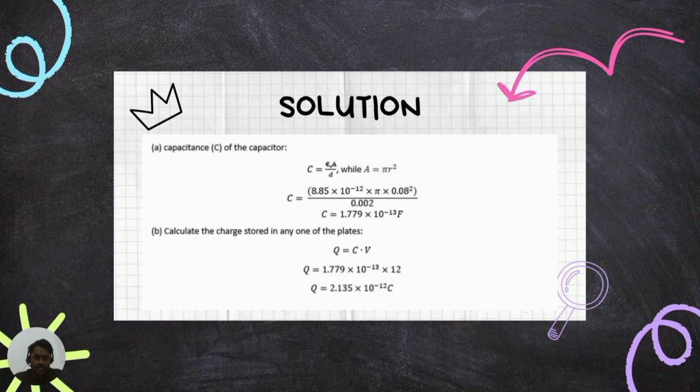B. Calculate the charge stored in any one of the plates. As the formula stated earlier, Q equals C times V. So Q is equal to 1.779 times 10 to the power of negative 13 times 12. And then we get Q is equal to 2.135 times 10 to the power of negative 12 coulomb.